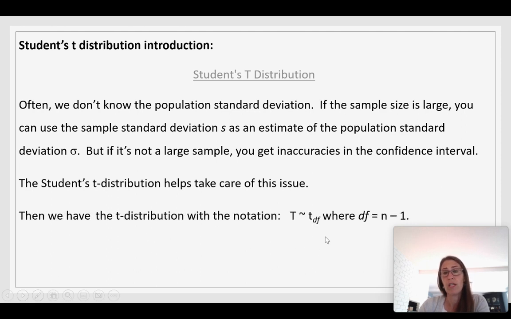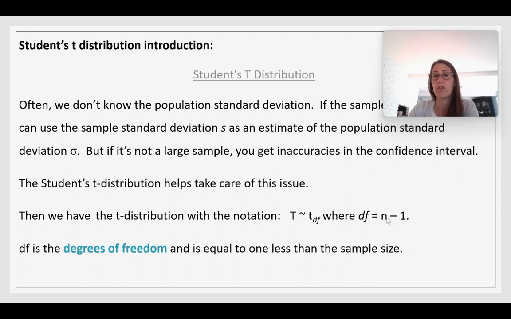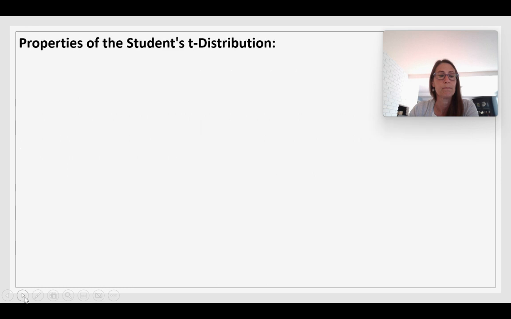Then we have the t-distribution, and here's our notation. T is a random variable with a t-distribution, and the degrees of freedom would go down here. And df is degrees of freedom, which is n minus 1, one less than your sample size. So n is your sample size, and the degrees of freedom are n minus 1.